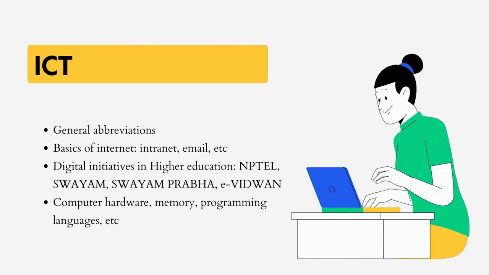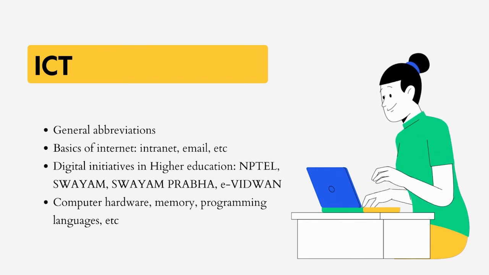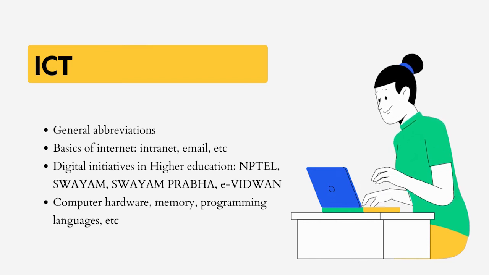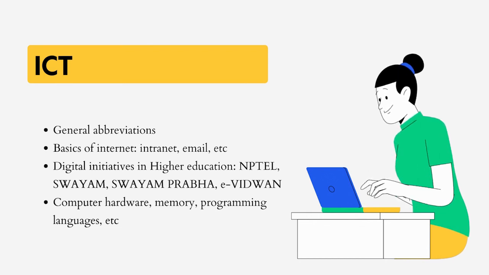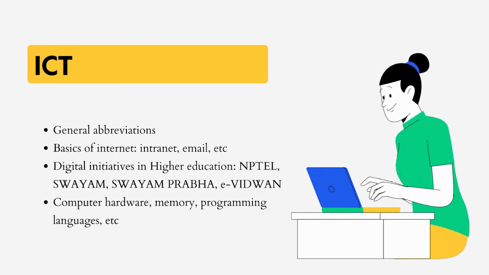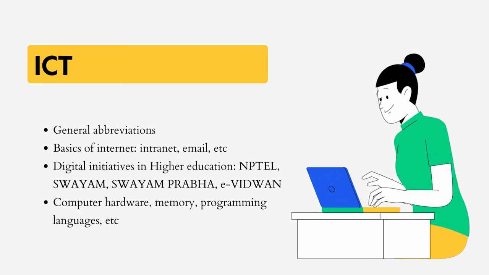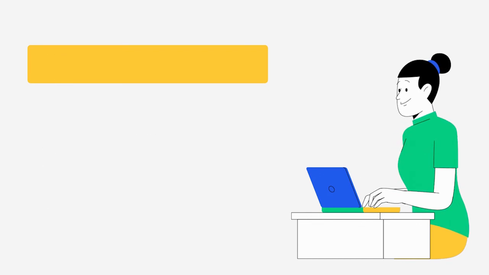The 8th unit is Information and Communication Technology. Under this, just note what the general abbreviations related to ICT are, what the basics of the internet are, and what digital initiatives in higher education there are, like NPTEL, SWAYAM, Swayam Prabha, eVidwan, etc., initiatives taken by the institutions. Then try to know what computer hardware is, its memory, and the programming languages.